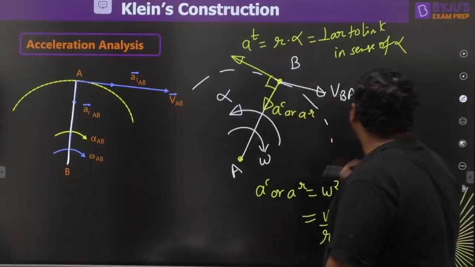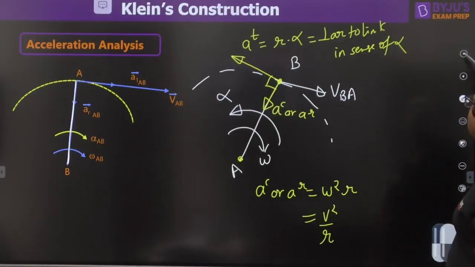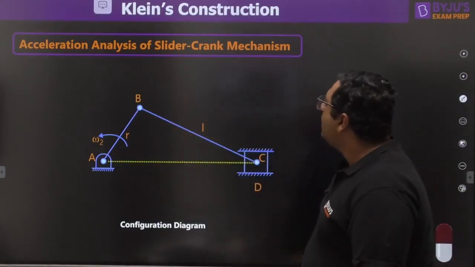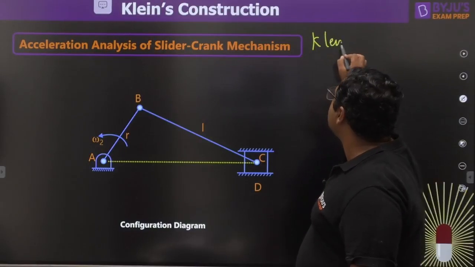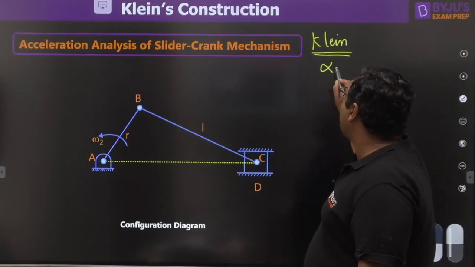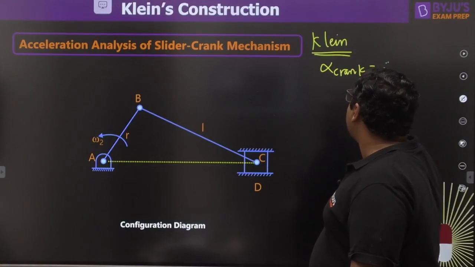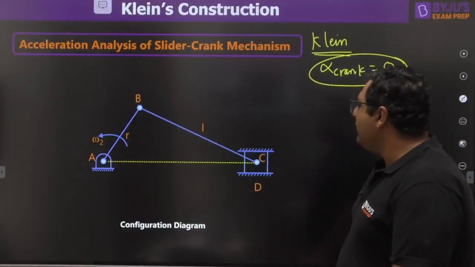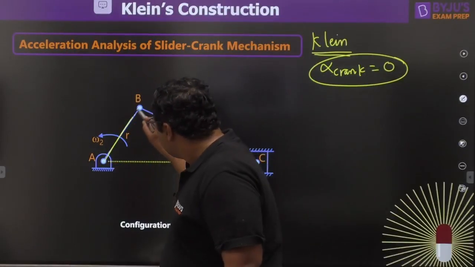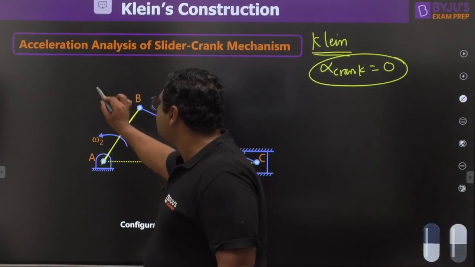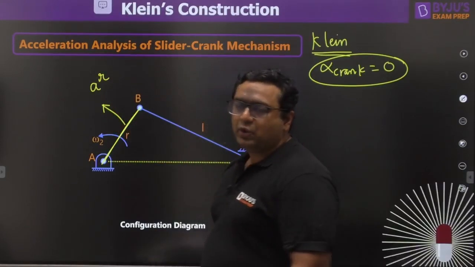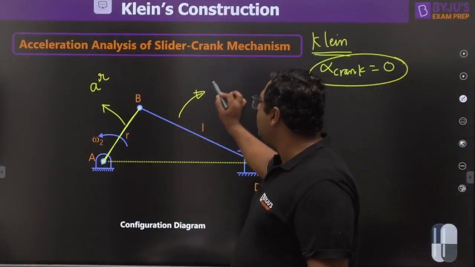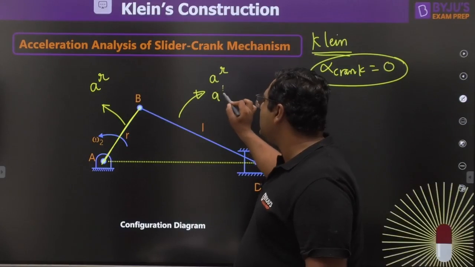So guys, let us see these two types of acceleration, how they could be shown on the single slider crank mechanism. You already know, whenever we are talking about Klein construction, Klein construction is valid only if alpha of crank is 0. So my dear, whenever you are going to talk about this AB link, it will be having one acceleration, that is the radial acceleration, because tangential acceleration will not be there because alpha of crank is 0. This connecting rod will be having, my dear, one radial acceleration and one tangential acceleration.